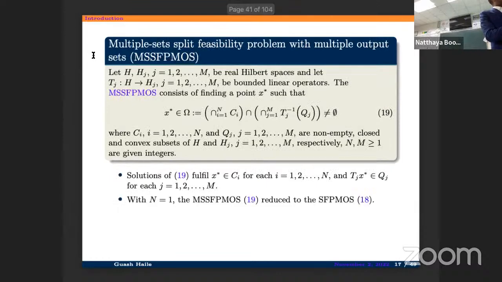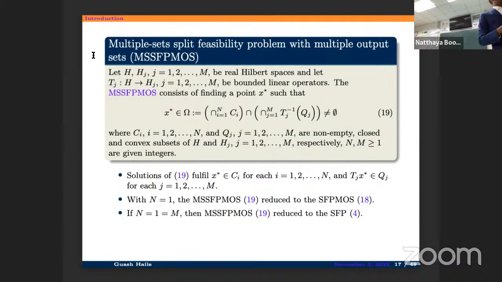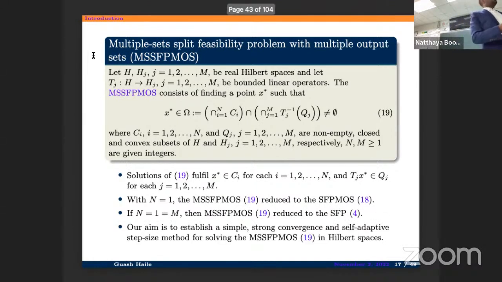So if n and m are exactly 1, then this (19) also reduces to the classical split feasibility problem. And here, our aim is to establish a simple, strong convergence and self-adaptive step-size method for solving this new problem in the infinite dimensional Hilbert space.